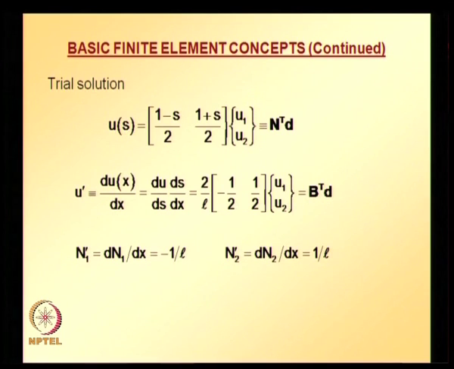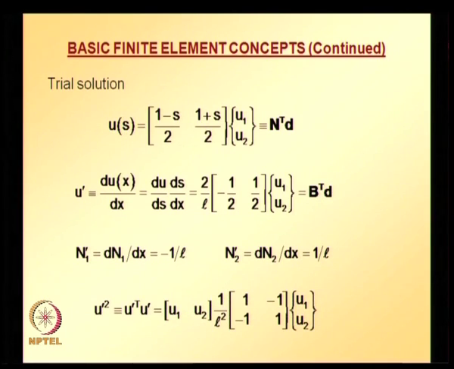Now you have the trial solution and the derivative u prime, the derivative of u with respect to x. So now if you see our potential energy equation, we have u prime square, and please note that u prime is a scalar quantity. So u prime square I can write as u prime transpose u prime. If you have a scalar quantity, the square of a scalar quantity can be written as the transpose of that scalar quantity times that scalar quantity. So using that, u prime square is written as u prime transpose times u prime, and you know u prime is B transpose d, and substituting all those quantities you get u prime square as given here.